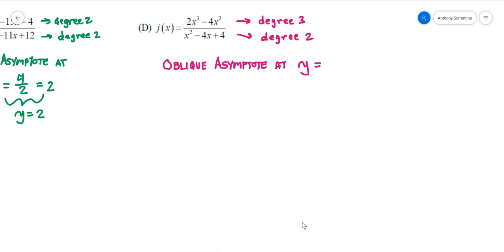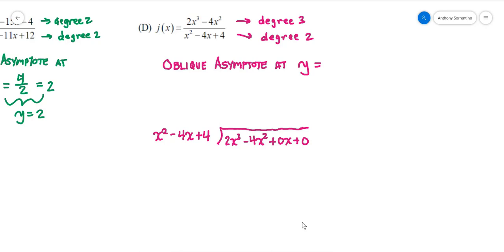So I'm going to take the 2x cubed minus 4x squared plus 0x plus 0. Remember, I have to put any missing powers of x into it that aren't in them. And I'm dividing by x squared minus 4x plus 4.